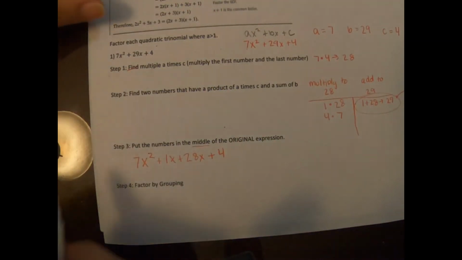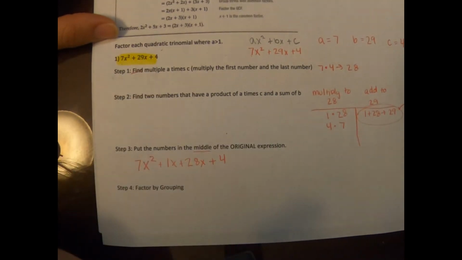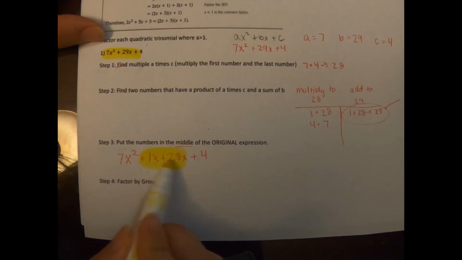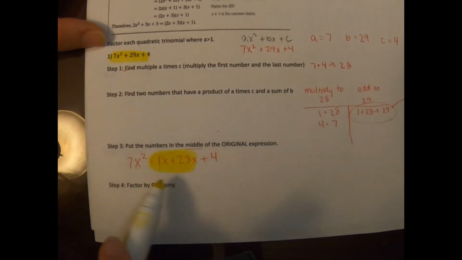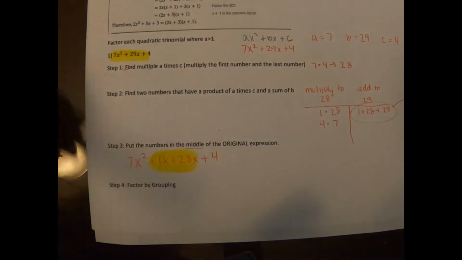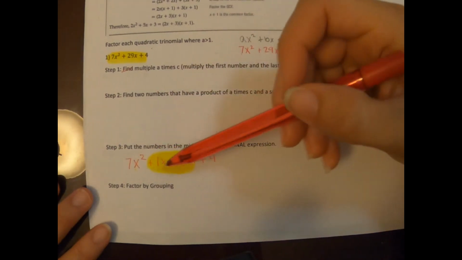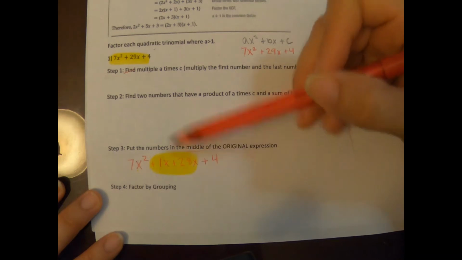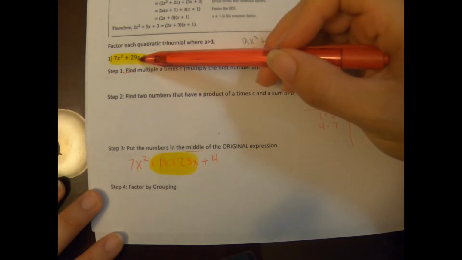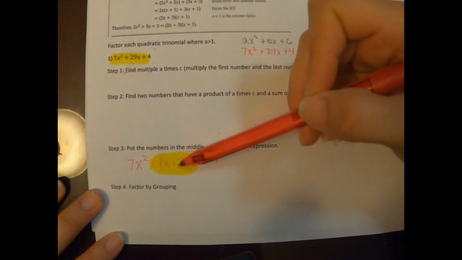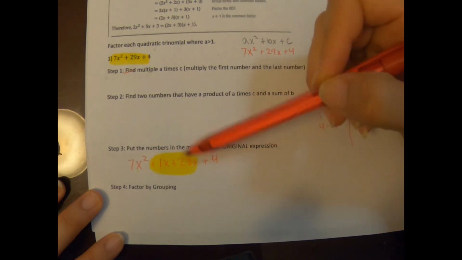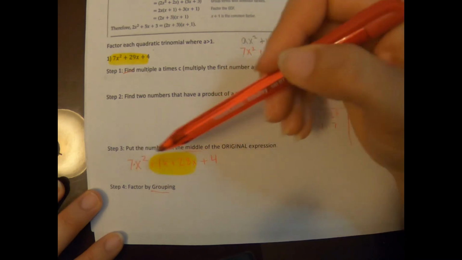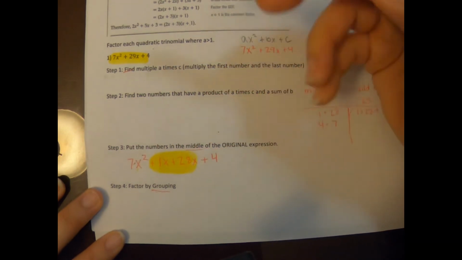When you see how I've changed the problem, this is the original. I kept the first term the same. I rewrote the middle and I kept the last the same. The reason the middle is rewritten, well, let me just highlight the fact that 1 and 28 make 29. So I haven't actually changed the problem. I've just rewritten it. And the reason I've rewritten it is so that I could factor by grouping. In order to group, we need 1, 2, 3, 4 terms.